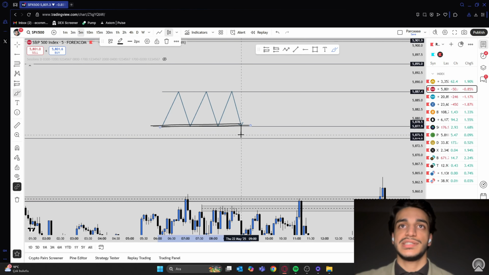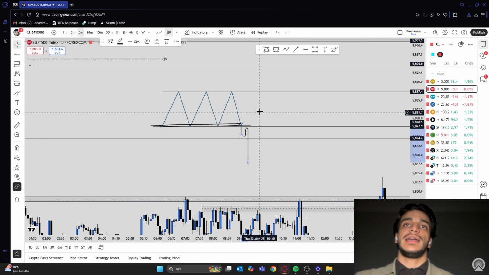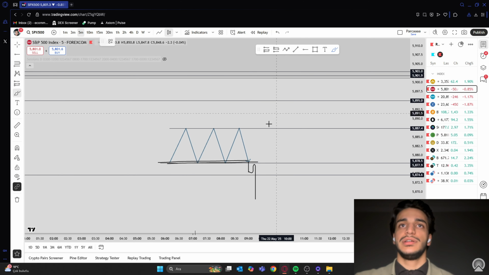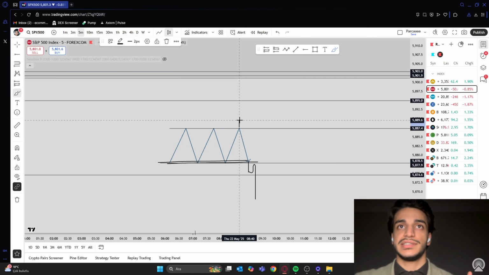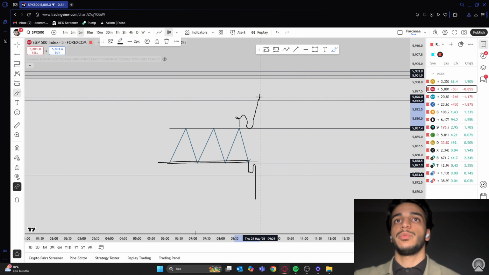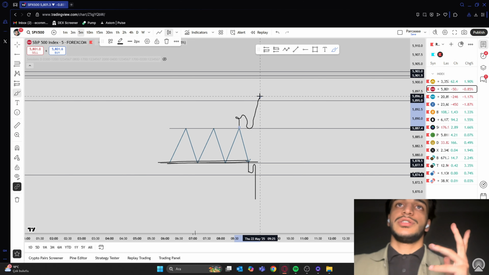above this resistance, we are going to be waiting for a retest at this level to open our trade to go short. And if the same thing happens here, if a candlestick closes here, we are going to be waiting for a retest at the structure area. Then we are going to open our positions to go long.